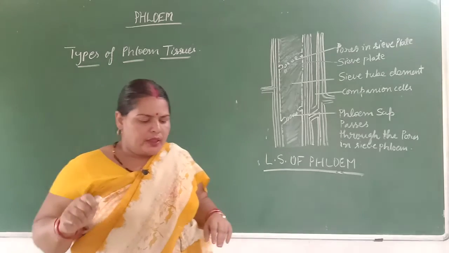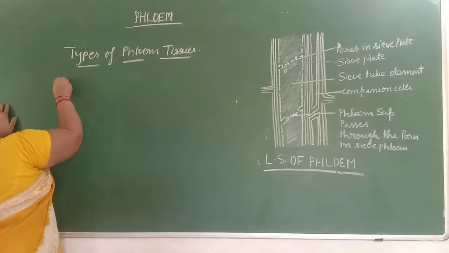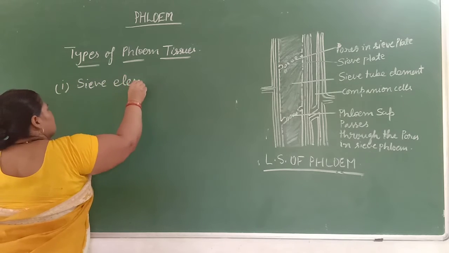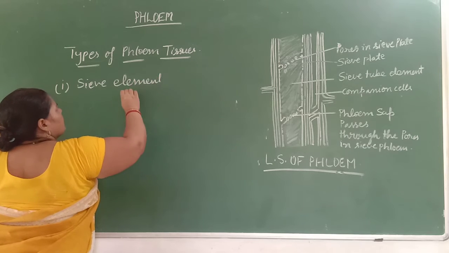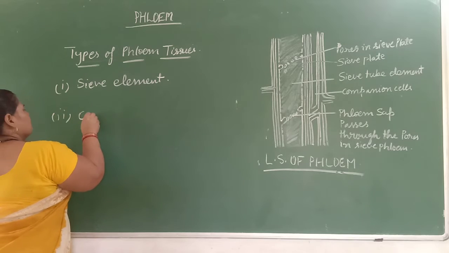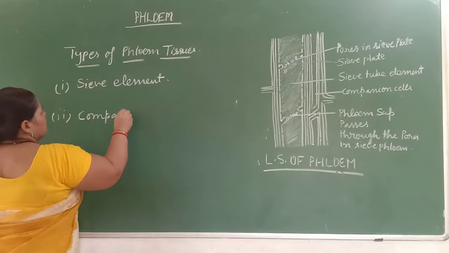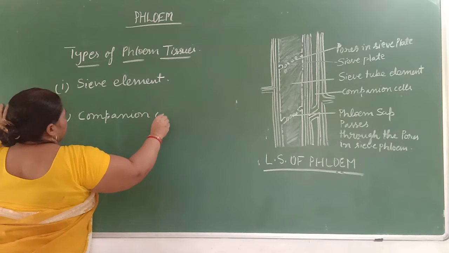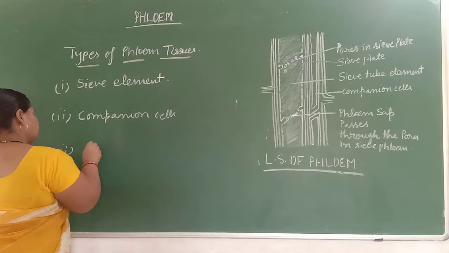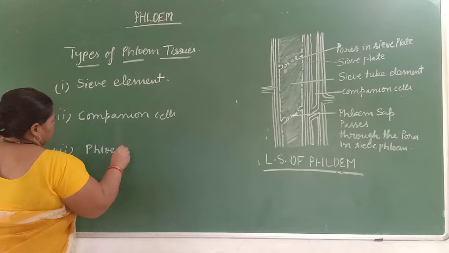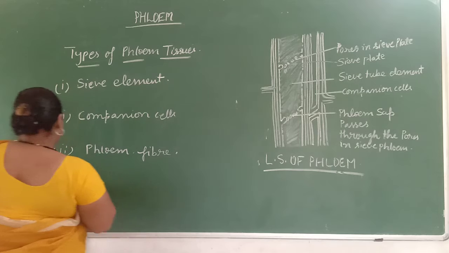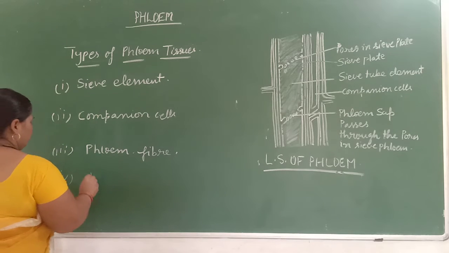First type is the sieve element. Second is the companion cells. Third is the phloem fiber. And fourth is the phloem parenchyma.